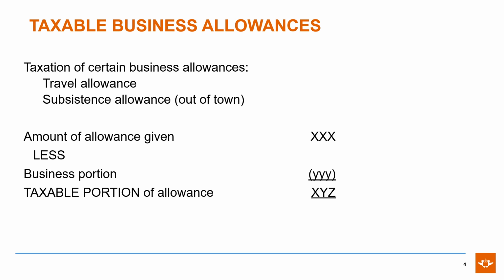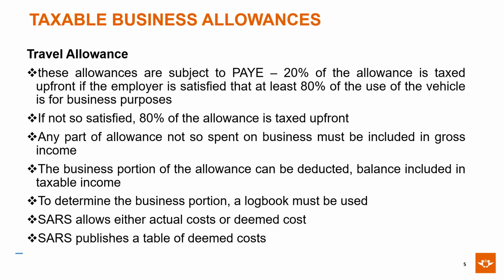The taxable portion of such an allowance is calculated by taking the amount given as an allowance less the business portion. Travel allowances are subject to PAYE, or pay as you earn, at 20% if the employer is satisfied that 80% of the vehicle was used for business purposes. If not, 80% of the allowance is taxed upfront.